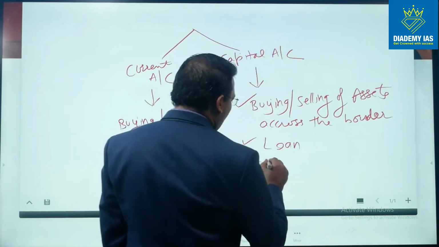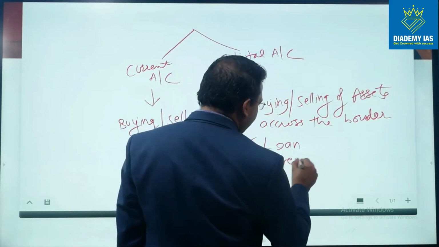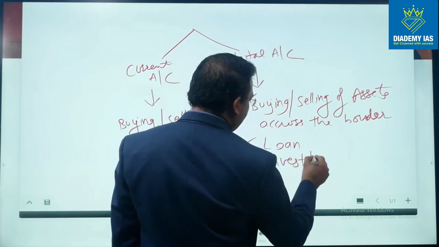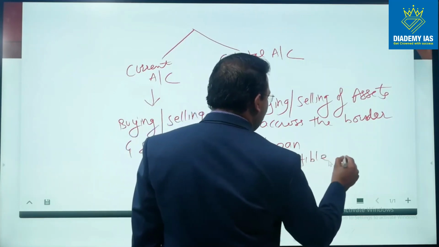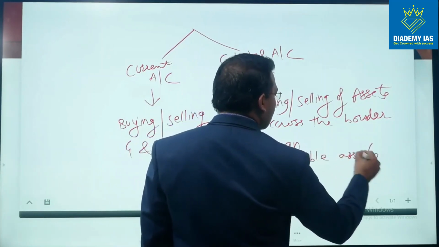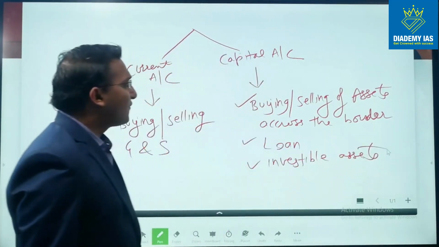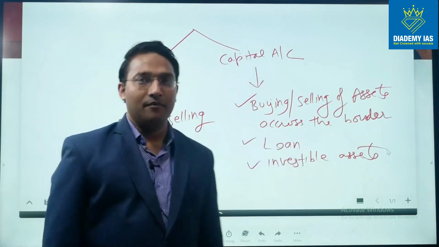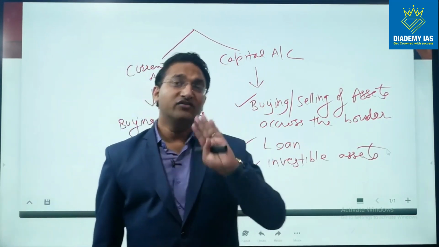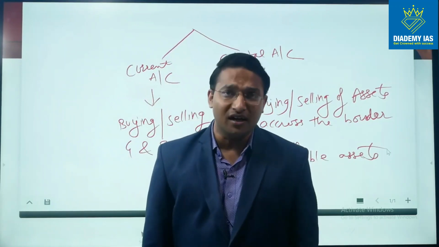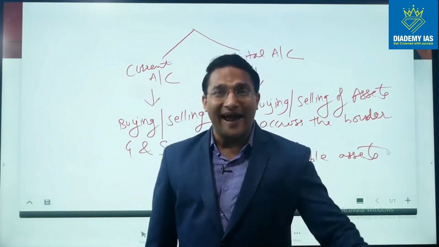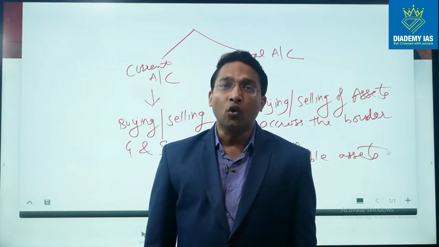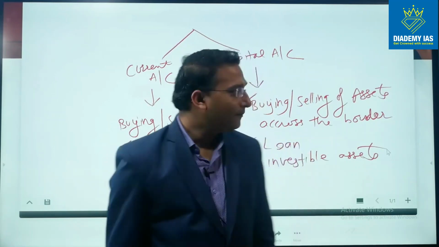Then third is all kinds of investments, the FDI, FPI, etc. So investable assets, right? So if there is no restriction on any of them, then this is fully convertible. If there is some restriction, then this is partially convertible. And if there is total ban, then it is non-convertible, right?